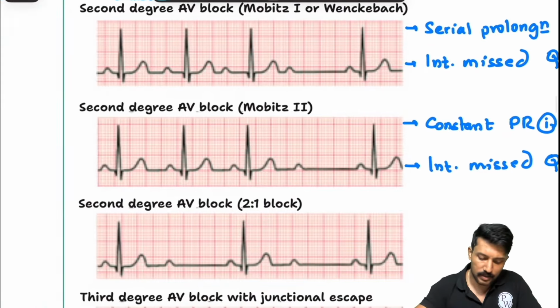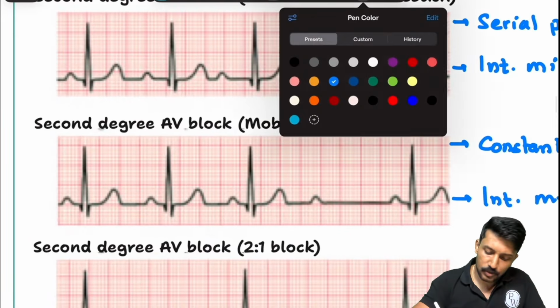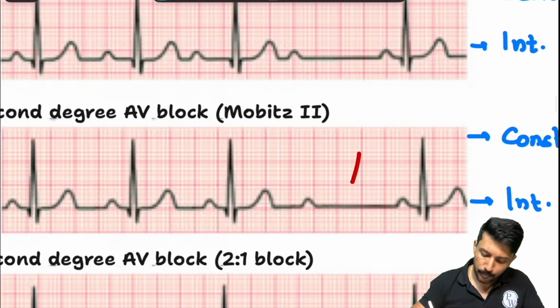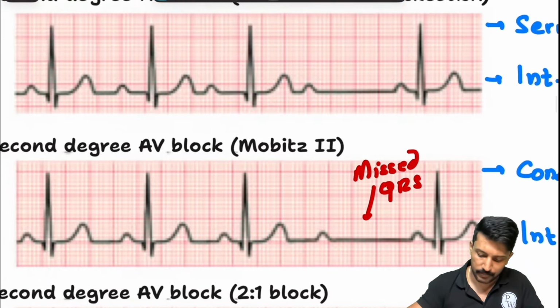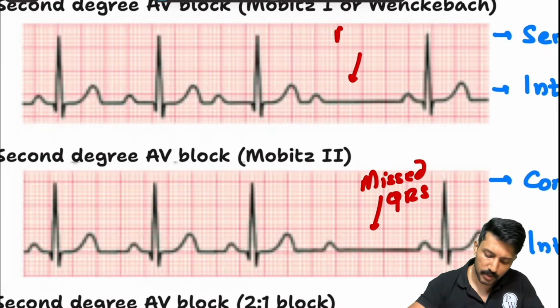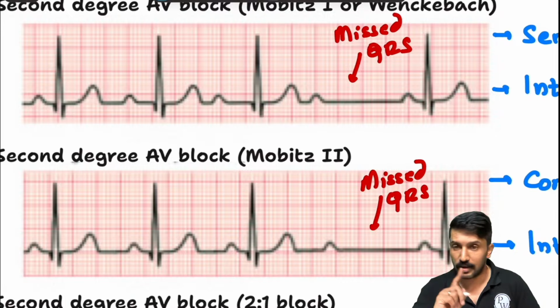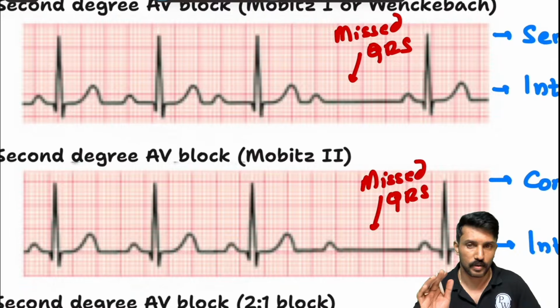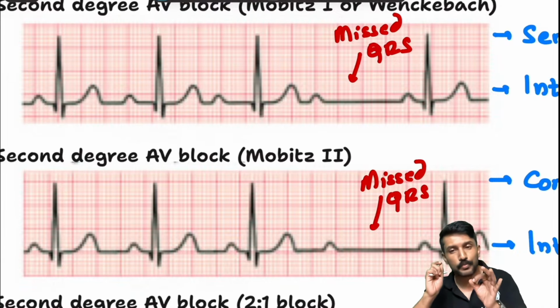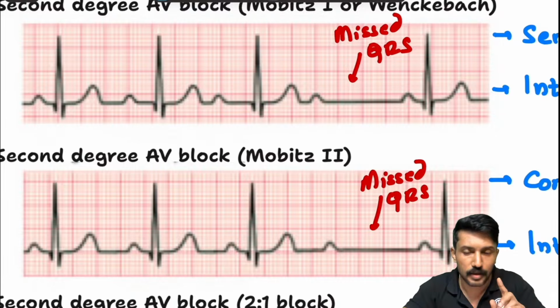Now let us look at this ECG. In these two ECGs, you can notice that there are missed QRS. There was supposed to be a QRS here because there is a P behind it, but QRS is not seen. Here also a QRS is supposed to be there, but it is missed. So whenever we have missed QRS, we are thinking about second degree AV block. In first degree, there is no missed QRS. So if there is an MCQ about AV block, what is the first thing I should see in the ECG?